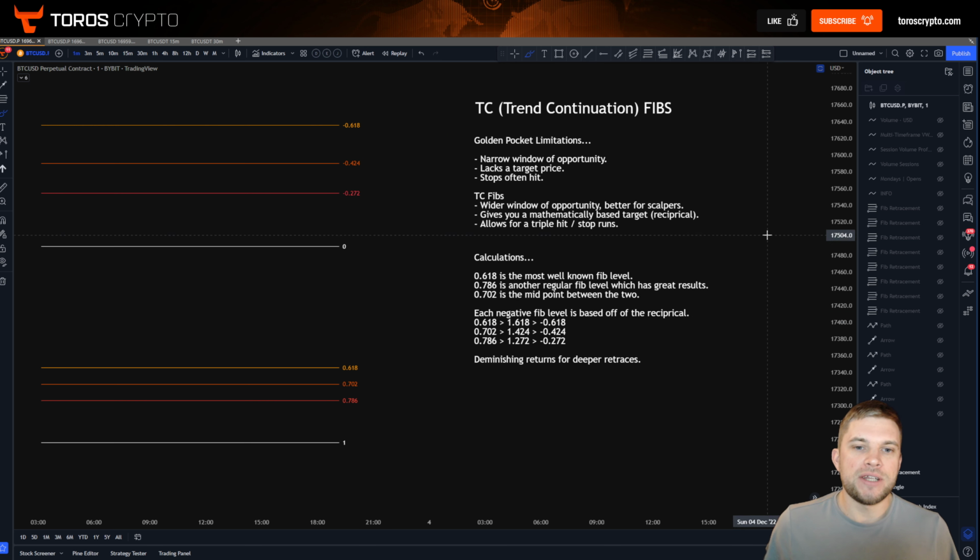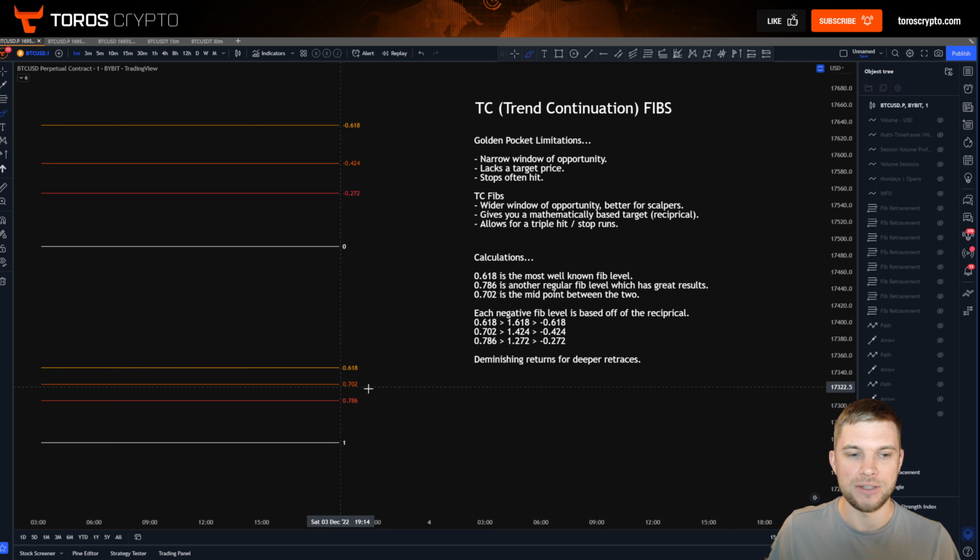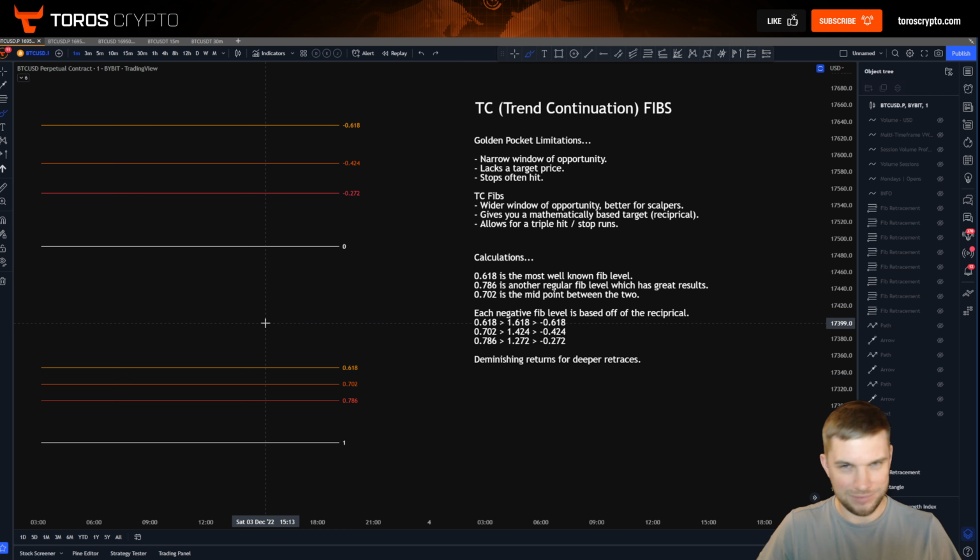So the calculations. The 618, this is the legend, the golden Fib. It is the most well-known Fib level. It is the one that, as soon as you start learning to trade, you look to. The 786 is another regular Fib level which has great results. So as we know, the 618 and the 786 are both fantastic. We like them. Crypto likes them. Other stocks, indices, commodities, they like to revert and retrace back into those 618 and 786 levels.